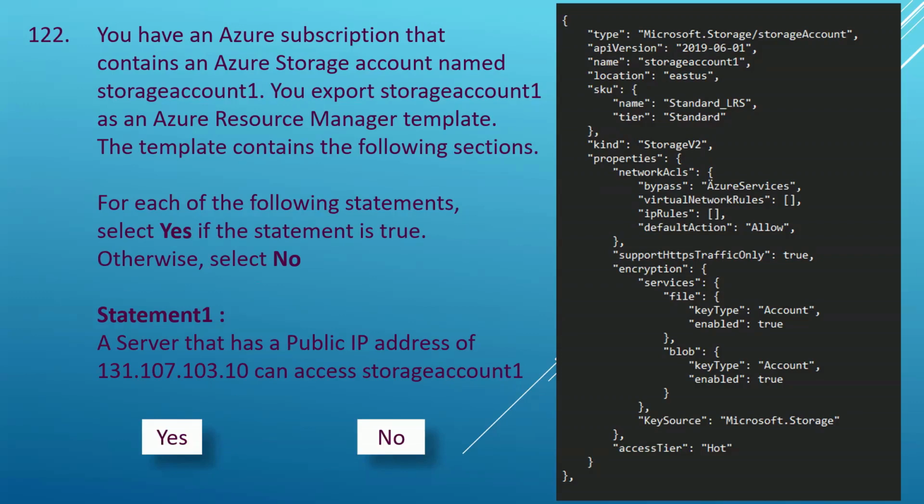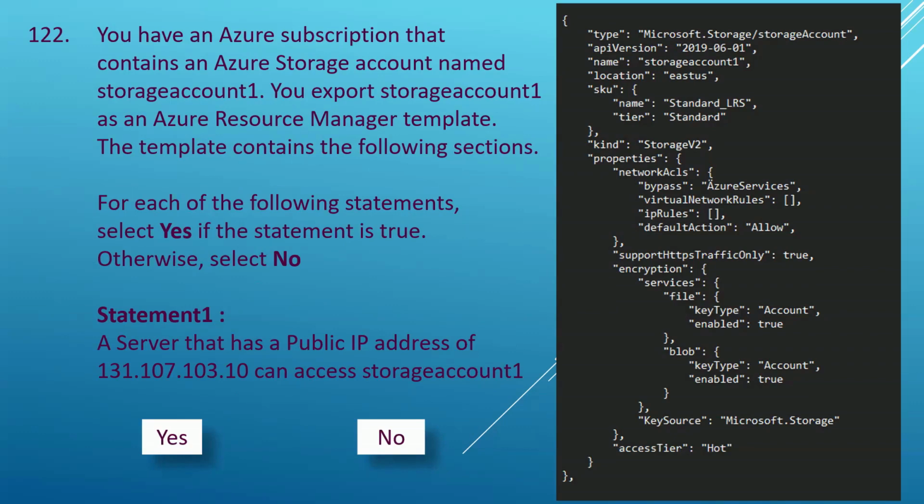For each of the following statements, you need to select yes if the statement is true, otherwise you will be selecting no. Now, the first statement is: a server that has a public IP address of 131.107.103.10 can access Storage1.